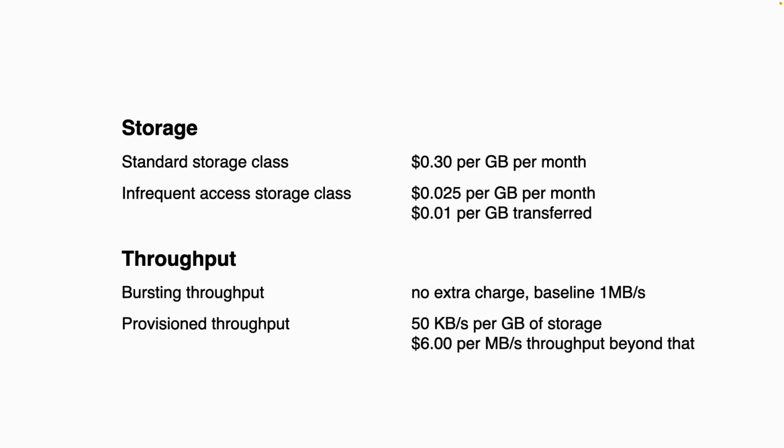With provisioned throughput, you have more control of your throughput at a potentially much higher cost. You get 50 kilobytes per second of throughput for every gigabyte of data that you store, but anything beyond that, you can also pay $6 for every megabyte per second of throughput that you want.